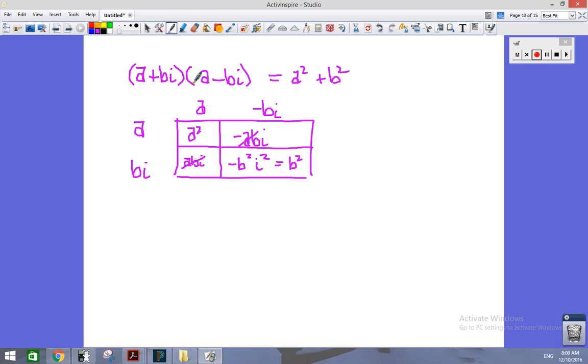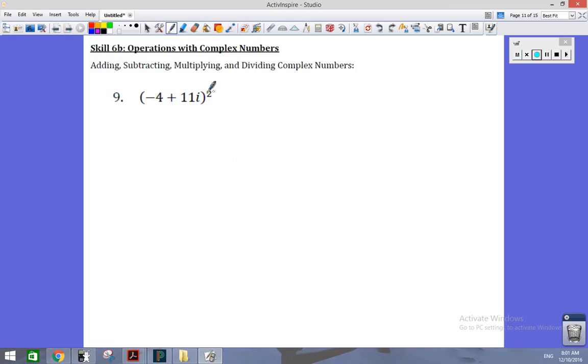And hopefully you'll be able to recognize the similarity between when we had real numbers, a plus b times a minus b, that it was a squared minus b squared. Because if you look closely here, we had the same idea going on, a squared minus b squared, but then we had that b squared was times i squared, which is negative 1, and that's why that operation of subtraction changed to addition. Alright, so I hope that helps. Let's do a few more.